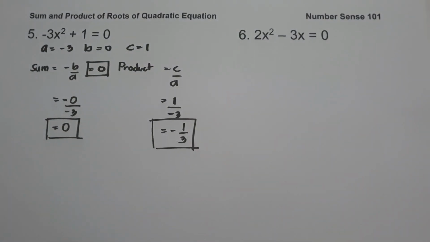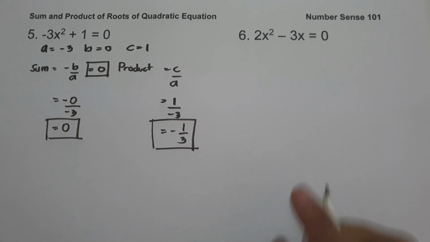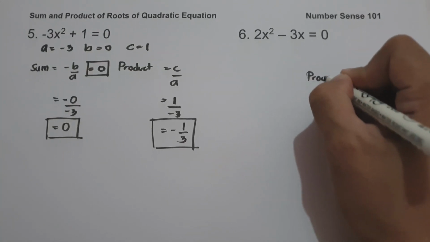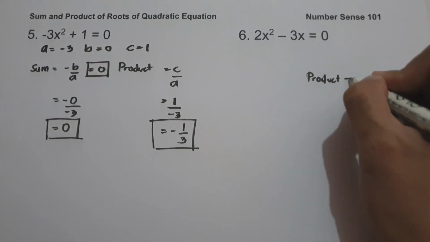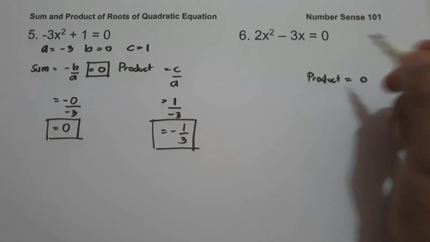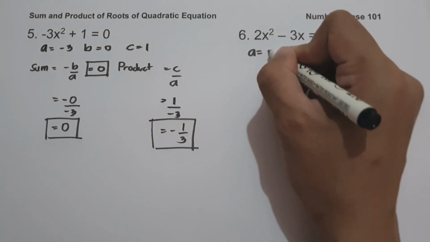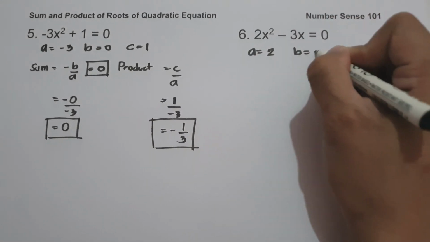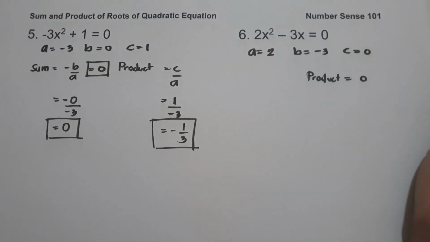On number 6, we have 2x squared minus 3x equals 0. So this time, we don't have a constant term. That means the product of the roots is 0. So let us identify first the value of a, that is 2, b is negative 3, and c is 0.